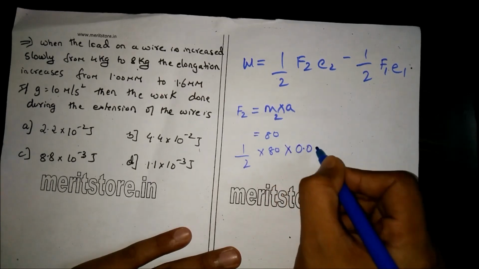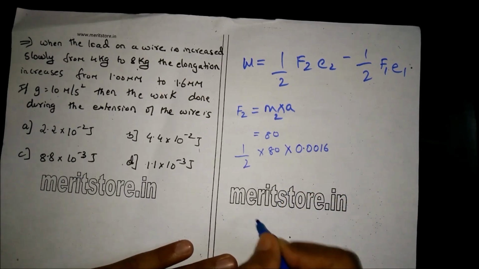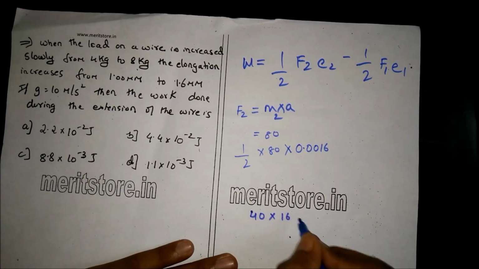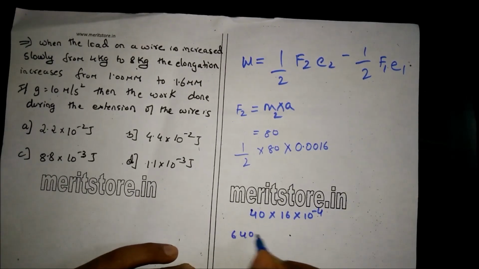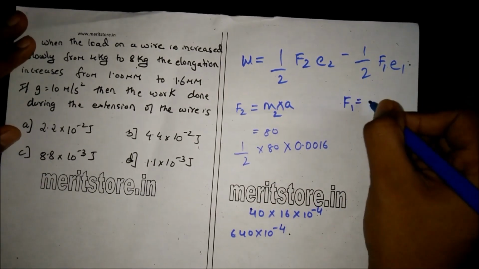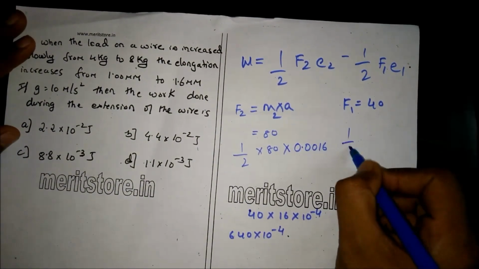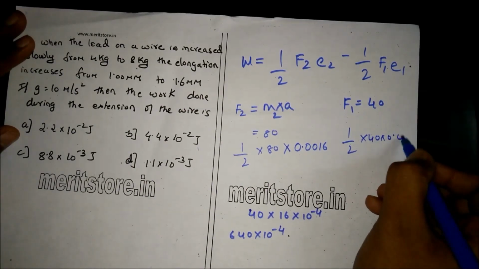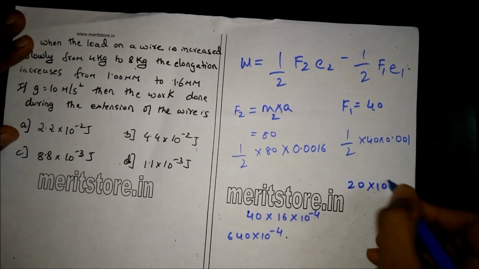which is 0.0016 meters. On substituting this, we get the answer as 40 into 16 into 10 raised to minus 4, which is equal to 640 into 10 raised to minus 4. Now F1 is given; on calculating F1 we get 40, since 4 into 10 is 40. Therefore the calculation will be half into 40 into 0.001. So here we get the answer as 20 into 10 raised to minus 3.